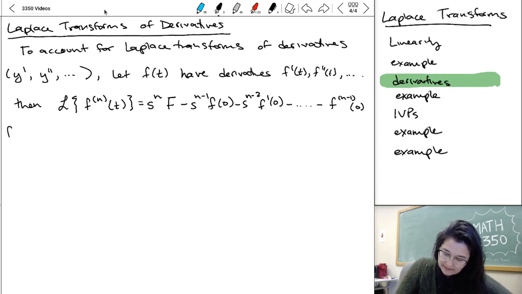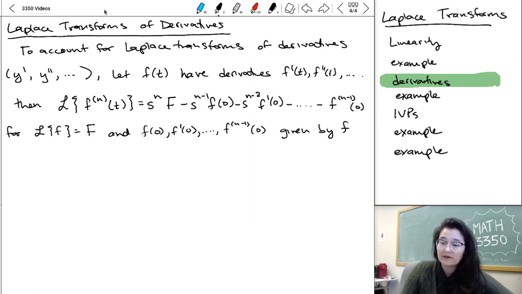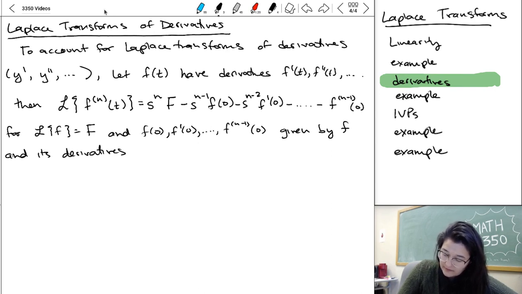And again, for L of f being capital F, and these quantities f of 0, f prime of 0, so on and so forth, we're just going to find those from f and its derivatives evaluated at 0.